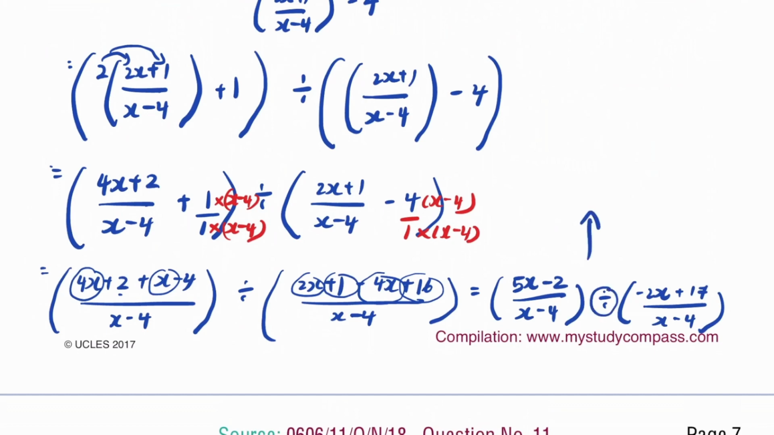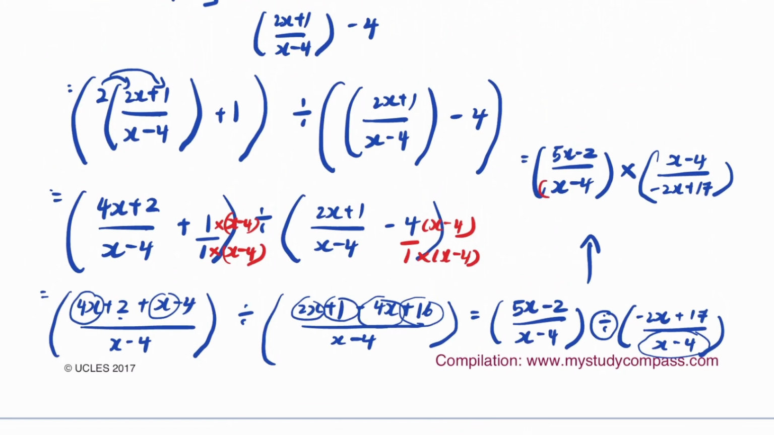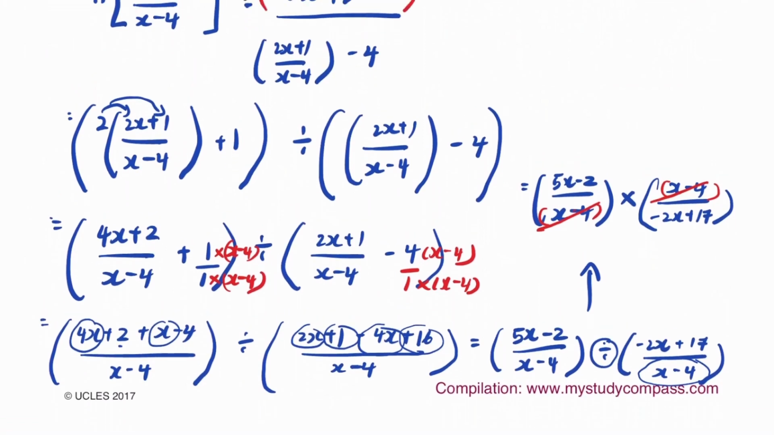I don't have enough space. Change this divide to multiply. Remember, this is just primary math. When you change divide to multiply, you have to switch the positions. So x minus 4 will be on top, and minus 2x plus 17 will be at the bottom. So this term and this term should cancel each other out. Last but not least, your final answer should be 5x minus 2 over 17 minus 2x. This is the simplified version of your answer.